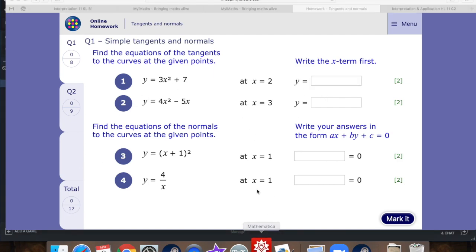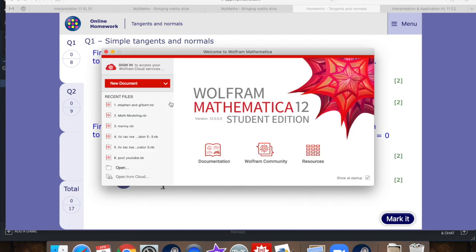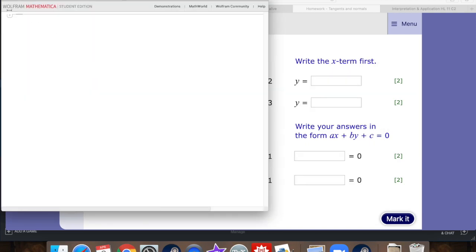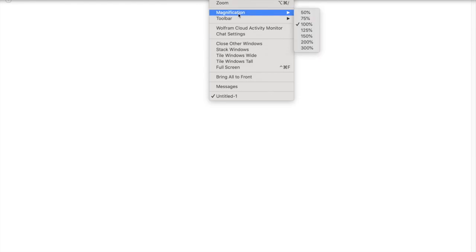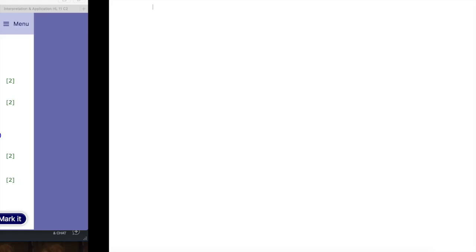So really quick, let me just make sure my Mathematica is up and running because I'm definitely going to be using that. There we go, new document. We'll have this up and running. I'm sorry, I should have probably had this set up beforehand. Okay, so everything seems to be working now.